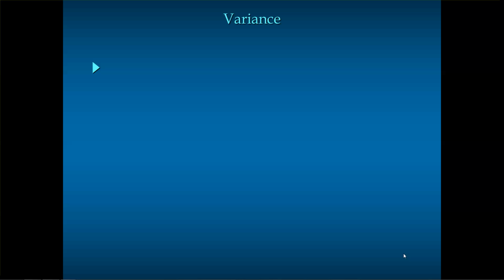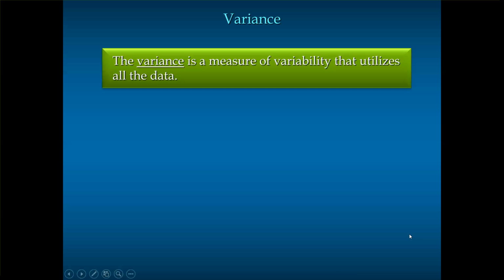The next method we'll learn to measure the variability is called variance. The variance is a measure of the variability that utilizes all the data. So think about the disadvantage of the range. The disadvantage of the range is that it is affected by the extreme values, because we only use two observations in the whole data set, the largest and the smallest. So we advance to the variance, which considers the whole data set to measure the variability.